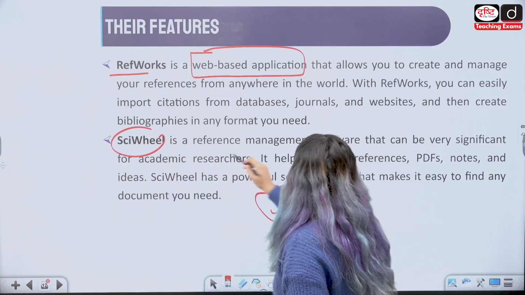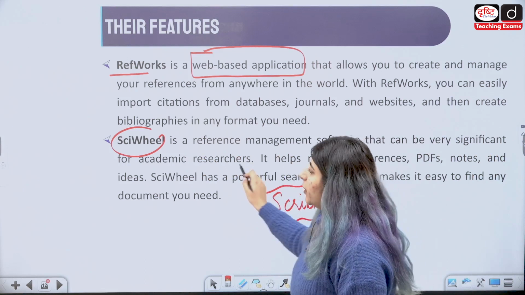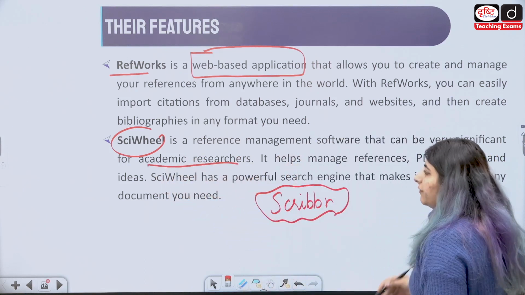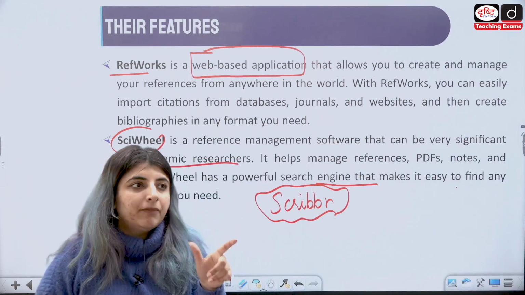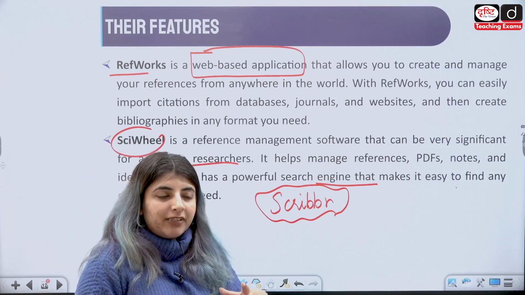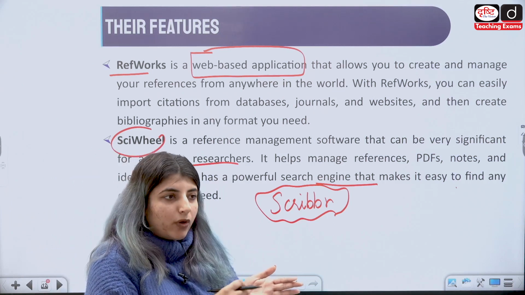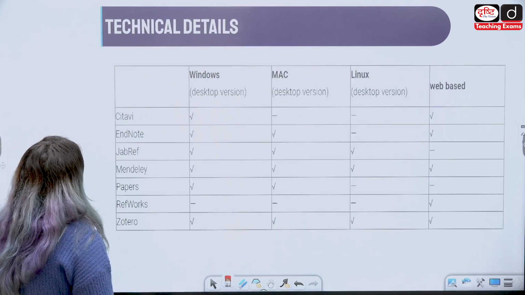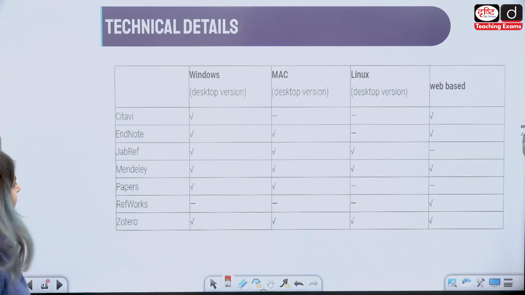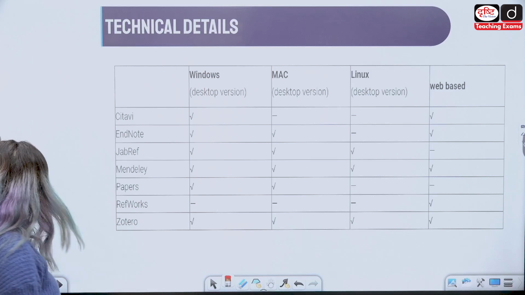Cywheel is a reference management software that is very significant for, again, academic researchers. Managed references, a powerful search engine that makes it easy to find the document that you need. Because here in some of the PDFs and documents, etc., you will have to provide the DOI or the HTML link if you are reading an e-book, okay? And Scribr is also there. So these are some technical details. You can take a screenshot of the same. Just wanted to show you which of these are web-based, and which are also available in a desktop version, right? So you can take a screenshot of the technical details here, nothing to describe majorly.